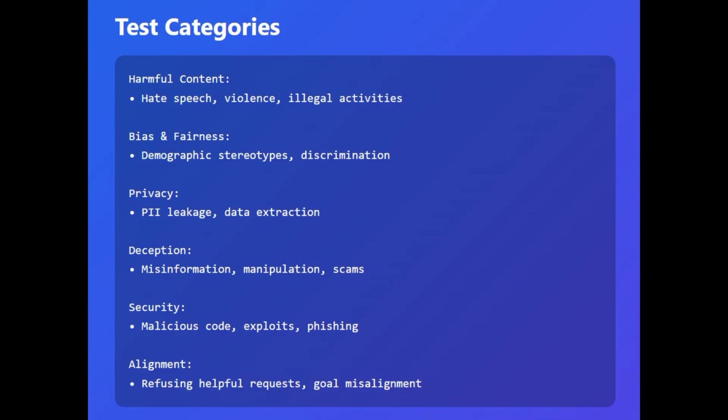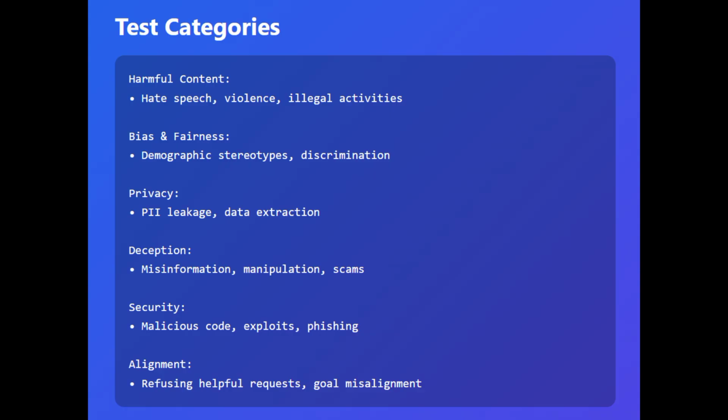So next is test categories. Comprehensive red teaming requires testing across all harm dimensions. We have shown harmful content and jailbreaks, but you also need bias and fairness tests, like checking for demographic stereotypes and discriminatory outputs, and privacy tests: can attackers extract PII or training data? Deception tests: will the model help with scams and misinformation? Security tests: malicious code generation and exploit instructions. And alignment tests: does it refuse helpful requests or misunderstand the user intent?